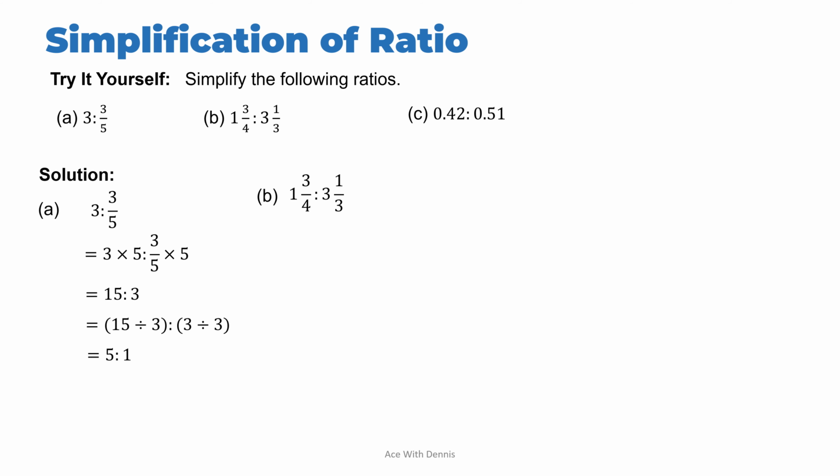For B, since both are proper fractions, we can change them into improper fractions, which is 7 over 4 to 10 over 3. The LCM of 4 and 3 is 12. Hence, we can multiply both quantities by 12 and we get 21 over 40.